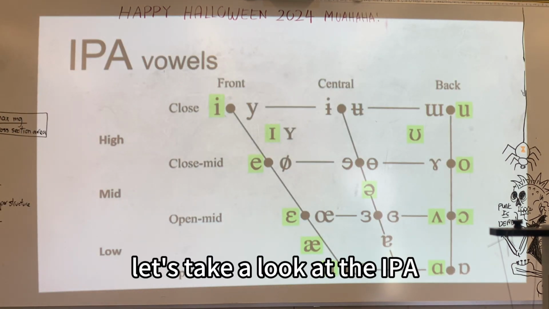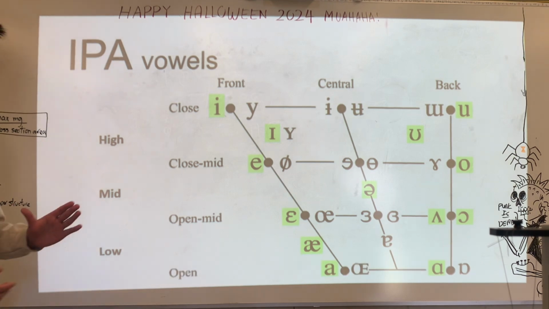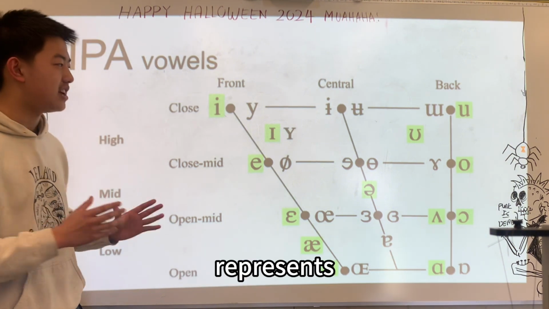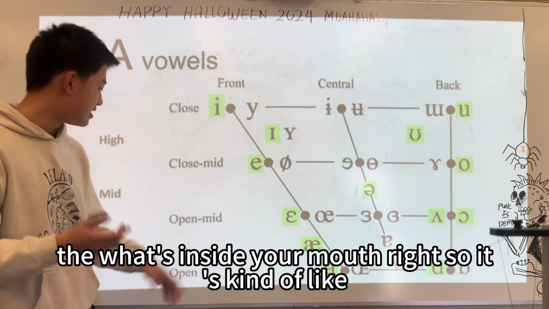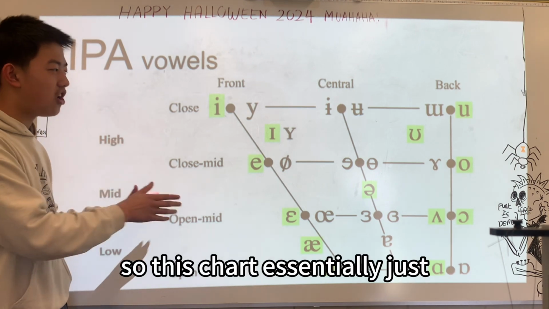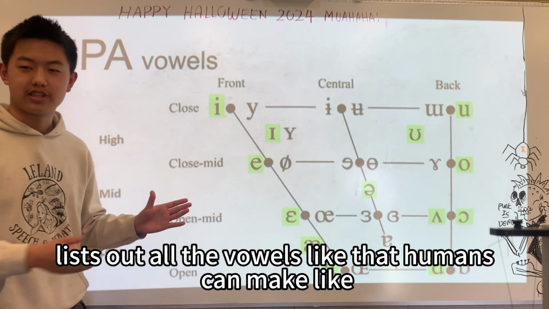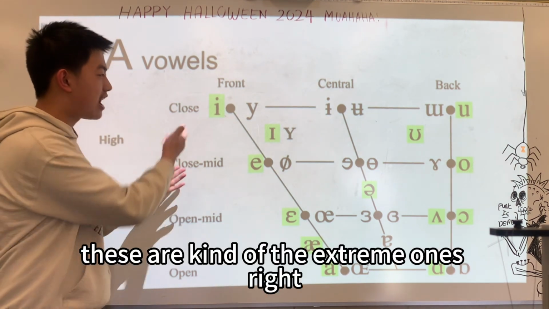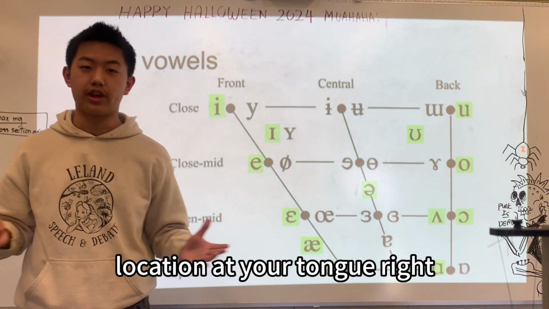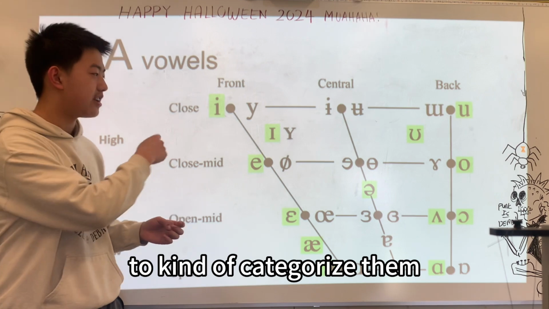Okay, let's take a look at the IPA vowel chart in this case, right? This is a pretty weird trapezoidal shape, but it kind of represents what's inside your mouth, right? This chart essentially just lists out all the vowels that humans can make. These are kind of the extreme ones, right? And each of the locations represents a specific location of your tongue, right? So that's kind of how the chart is designed to categorize them.